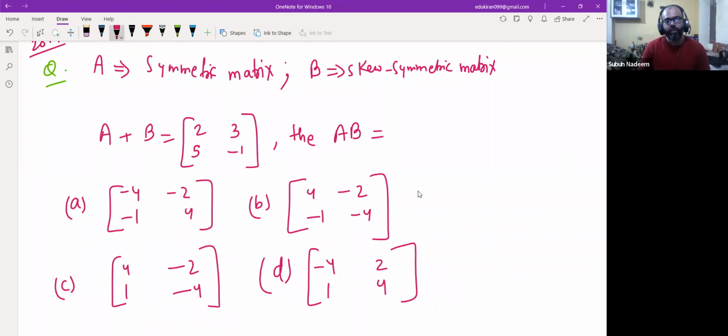Would you like to first attempt this question? Let me give you a hint. Just try this and then we'll discuss. What you can do is, A plus B is given to us, so find the transpose of A plus B. And use the fact that the transpose of A plus B is A transpose plus B transpose. This is a property which you can use.